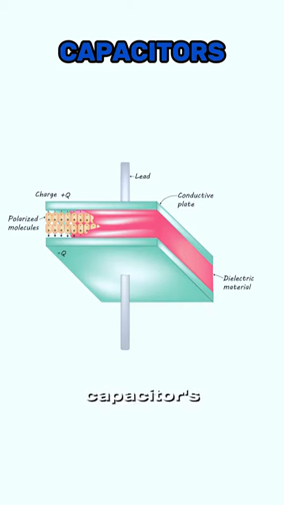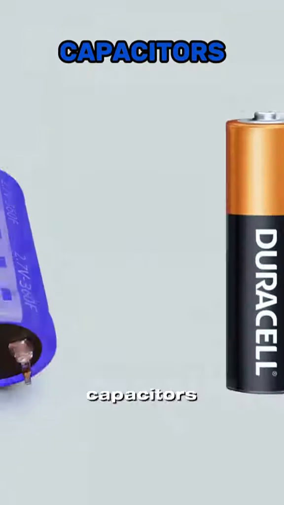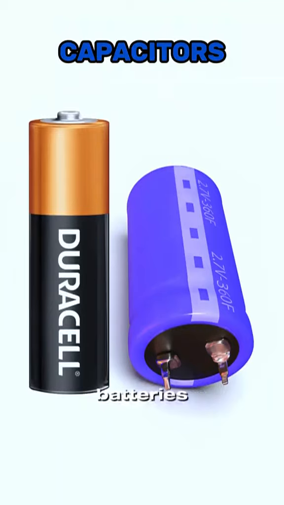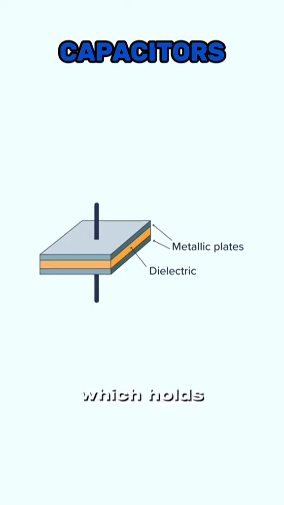We know the capacitor's ability to store charges as its capacitance. Capacitors function a lot like rechargeable batteries. A capacitor and a battery differ in how they store energy. Unlike batteries, a capacitor's ability to store energy doesn't come from chemical reactions. It comes from its design, which holds negative and positive charges apart.